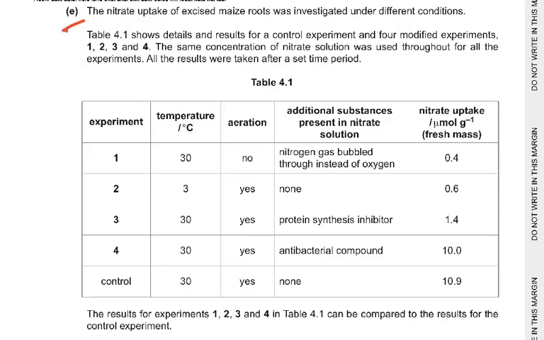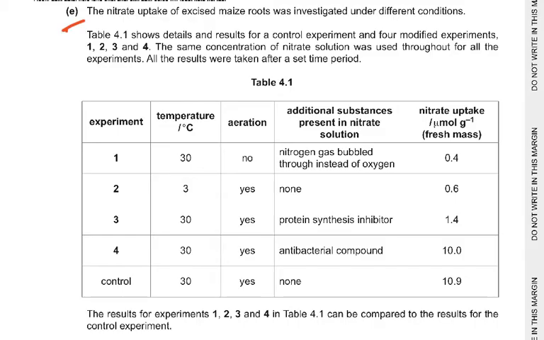Then part E of the question: the nitrate uptake of excised maize roots was investigated under different conditions. Table 4.1 shows details and results for a control experiment and 4 modified experiments, 1, 2, 3 and 4. The same concentration of nitrate solution was used throughout for all the experiments. All the results were taken after a set time period. So experiment 1, 30 degrees, aeration, no, nitrogen gas bubbled through instead of oxygen. Nitrate uptake was 0.4 micromoles per gram.